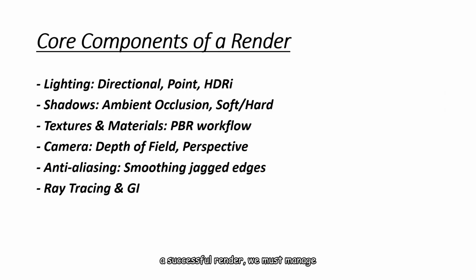For a successful render, we must manage several core components: lighting types, how shadows fall, the realism of our materials, camera properties, and even anti-aliasing for smoother edges. Ray tracing and global illumination can also help simulate how light behaves more realistically.